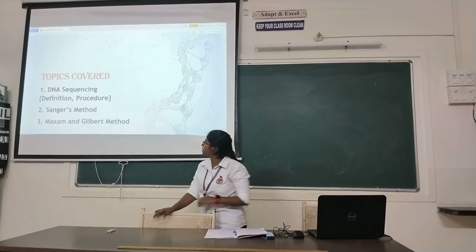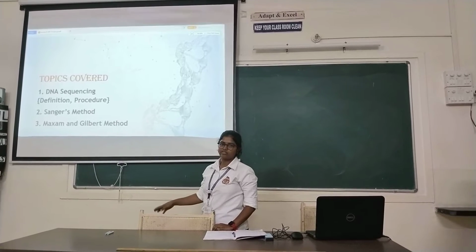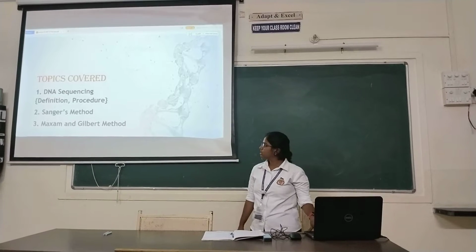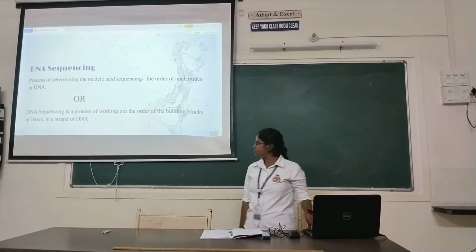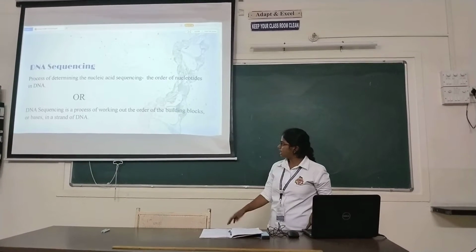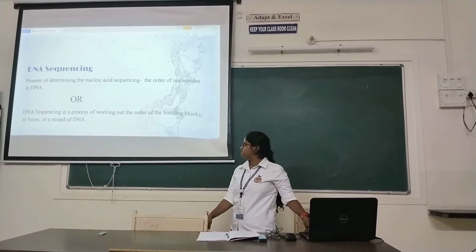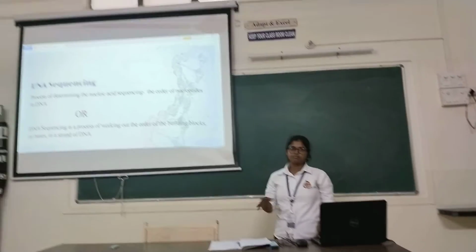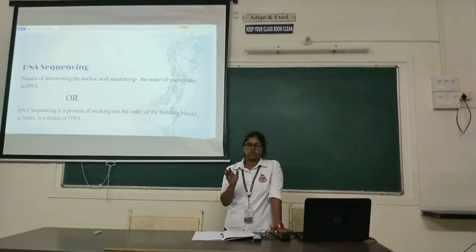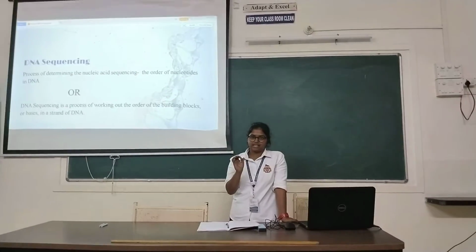Topics covered here are DNA sequencing, the definition and procedure, then Sanger's method of DNA sequencing, then the Maxam and Gilbert method. Now we'll go for the definition of DNA sequencing. DNA sequencing is the process of working out the order of the building blocks or bases in the DNA strand. As I said, DNA sequencing is the order, right? The function of the nucleotide or the size of the nucleotide or about the nucleotide of the DNA.